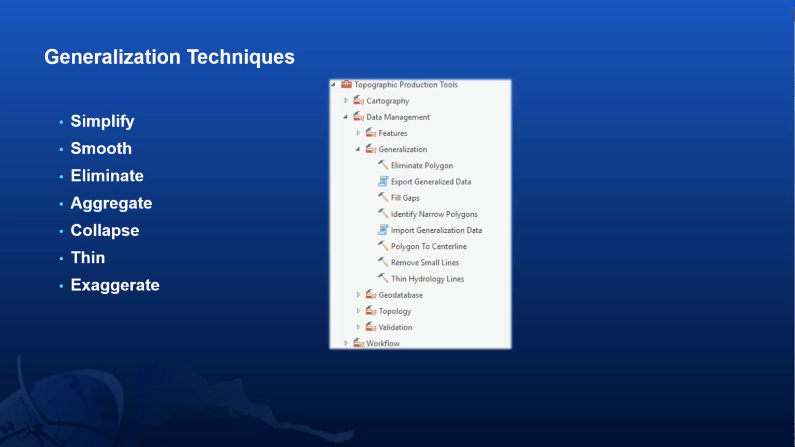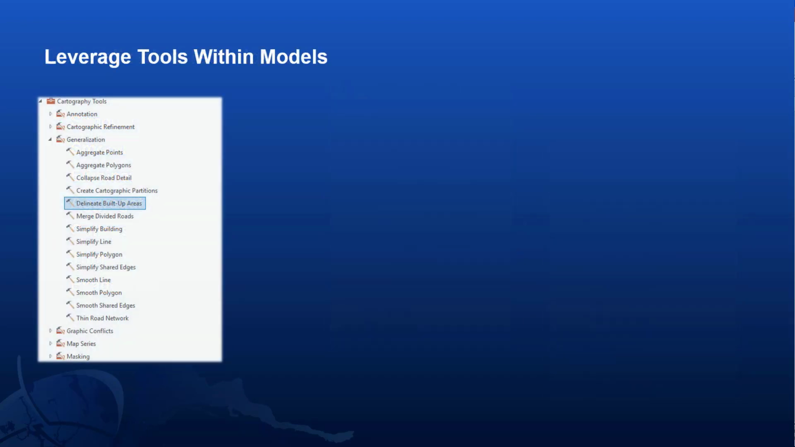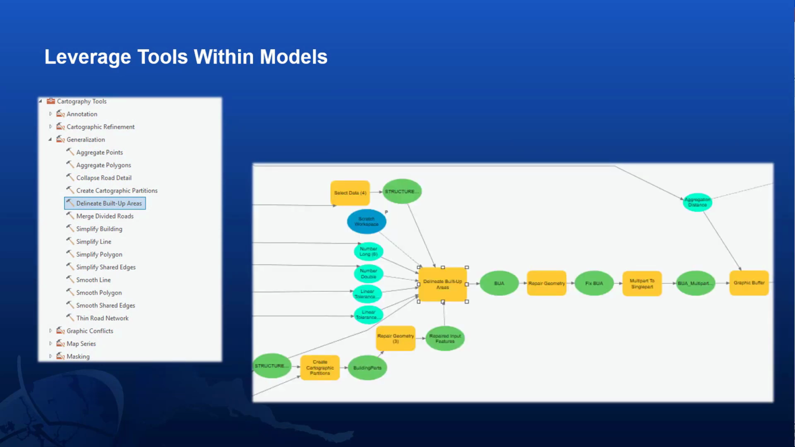And so how do we do that? Well, we've got a bunch of geoprocessing tools in the box, both the topographic production tools toolbox and the cartography tools toolbox. So you can imagine you don't really want to be running these tools over and over again manually. So how do we do this? Well, we leverage them within models. So for example, we have the delineate built up areas tool. We use that within a model, doing some processing before and after to get the best results.